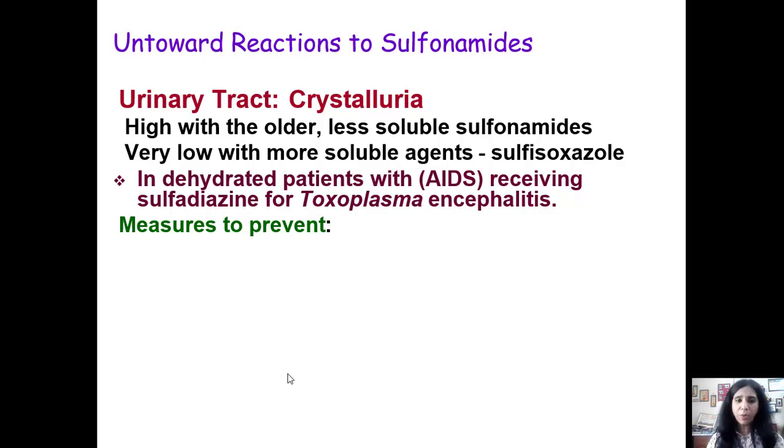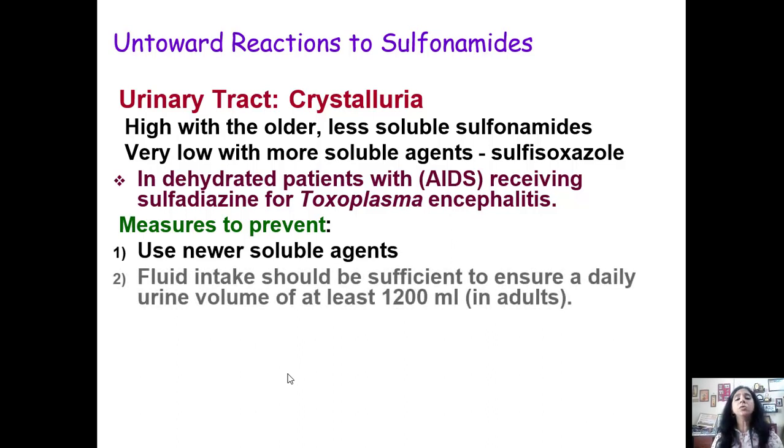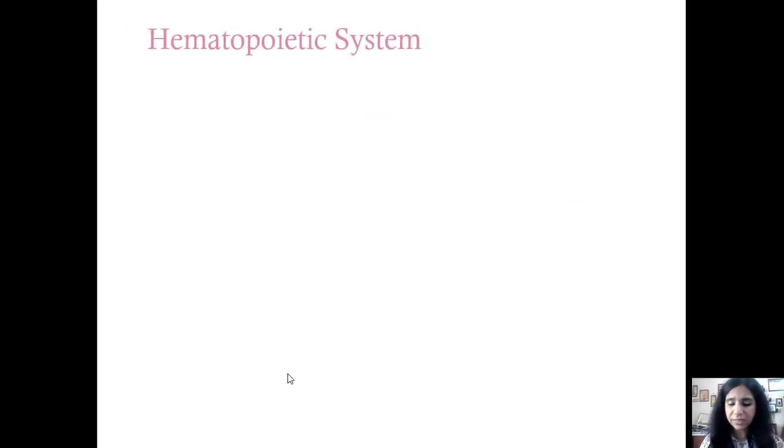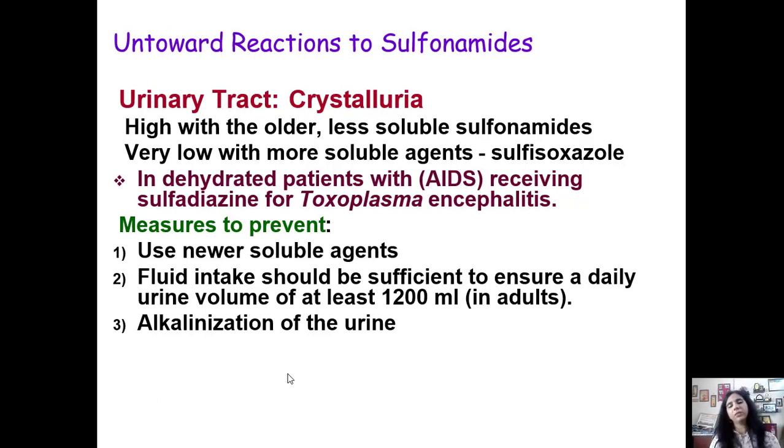Measures to prevent this crystalluria are simple. Use newer soluble agents. Fluid intake should be large, minimum 1200 ml in adults, and alkalization of the urine is favored here. This is how you would be able to take care of crystalluria, which can happen more with the older sulfonamides, less with the newer sulfonamides.